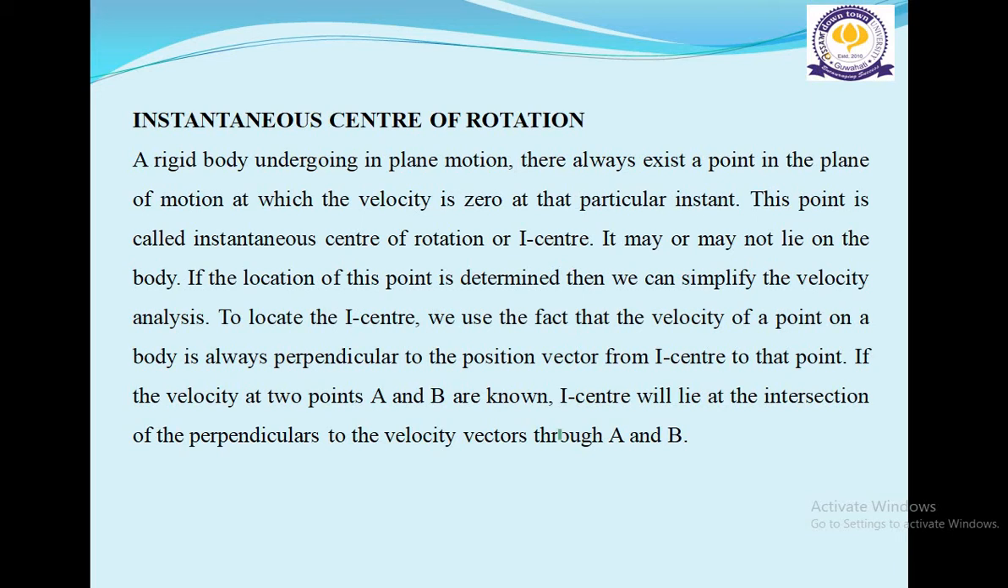To locate the I center, that is instantaneous center of rotation, we use the fact that the velocity of a point on a body is always perpendicular to the position vector from I center to that point. If the velocities at 2 points A and B are known, I center will lie at the intersection of the perpendiculars to the velocity vectors through A and B.